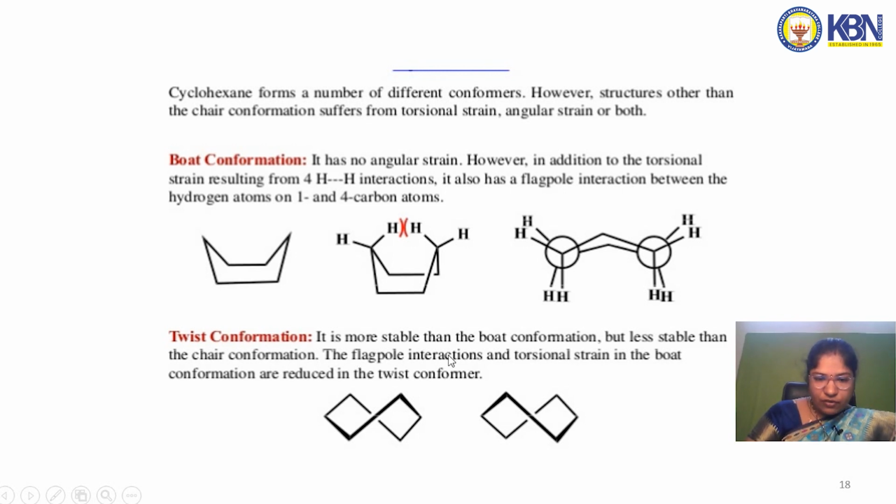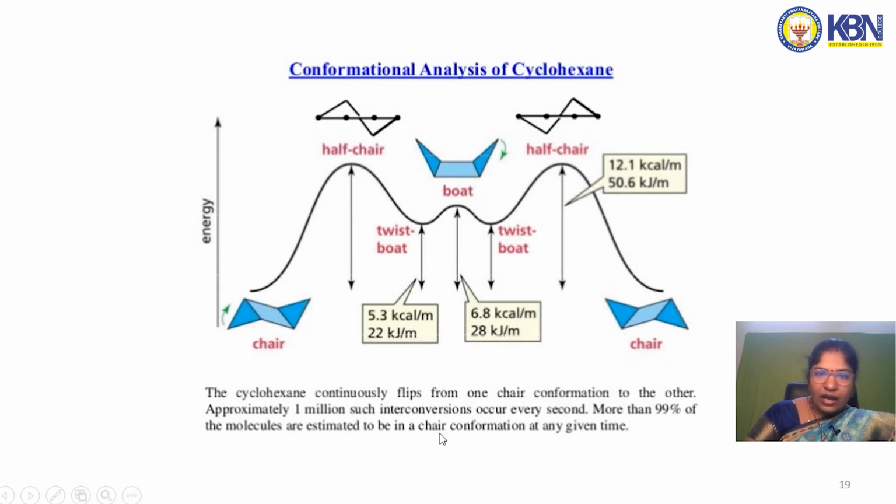And next, twist boat conformation is more stable than the boat conformation but less stable than the chair conformation. The flagpole interactions and torsional strains in the twist boat conformation are much reduced compared to the boat form. And this is the energy profile representation of simple cyclohexane.